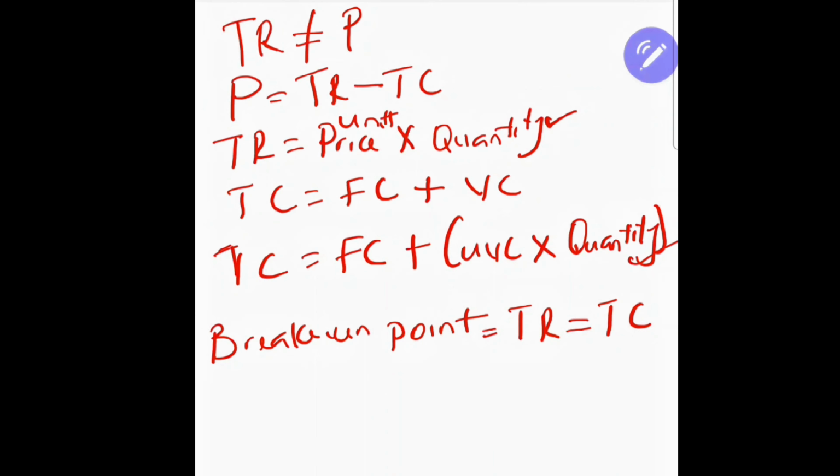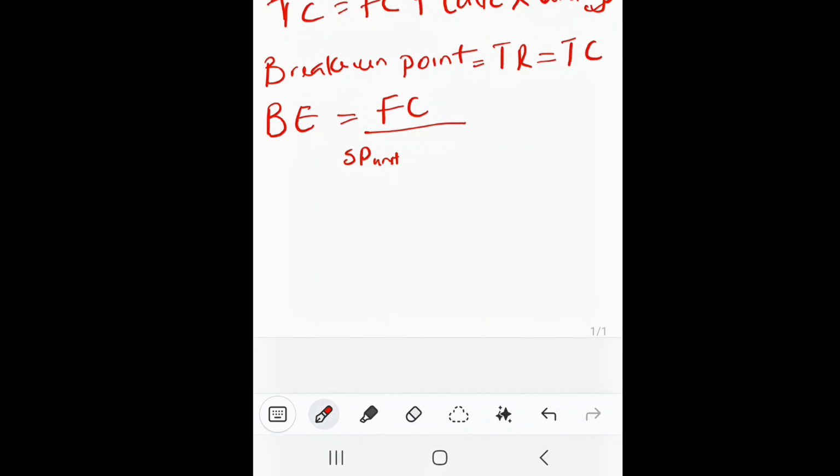Now, the formula for this break-even point, which I'll be denoting with BE, would be FC, which is fixed cost, over the selling price per unit minus the unit variable costs. Don't forget, the selling price per unit minus the unit variable costs.